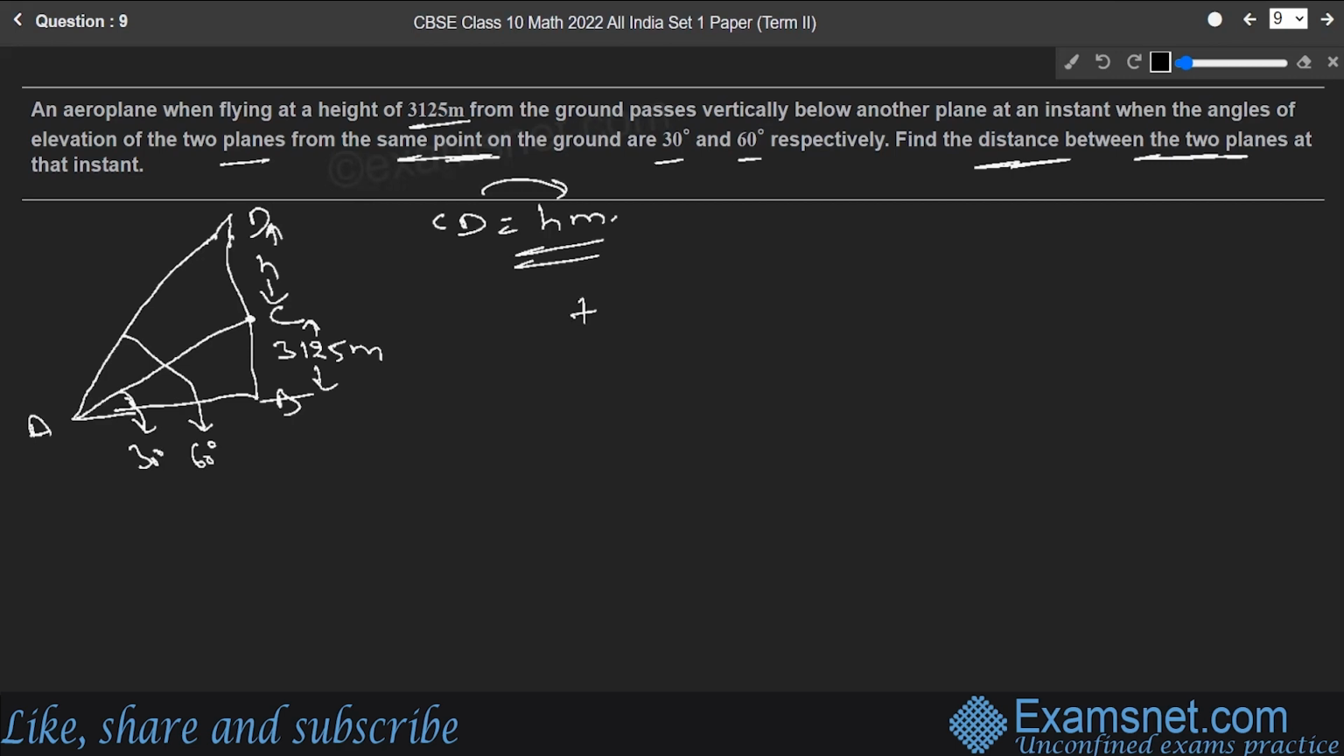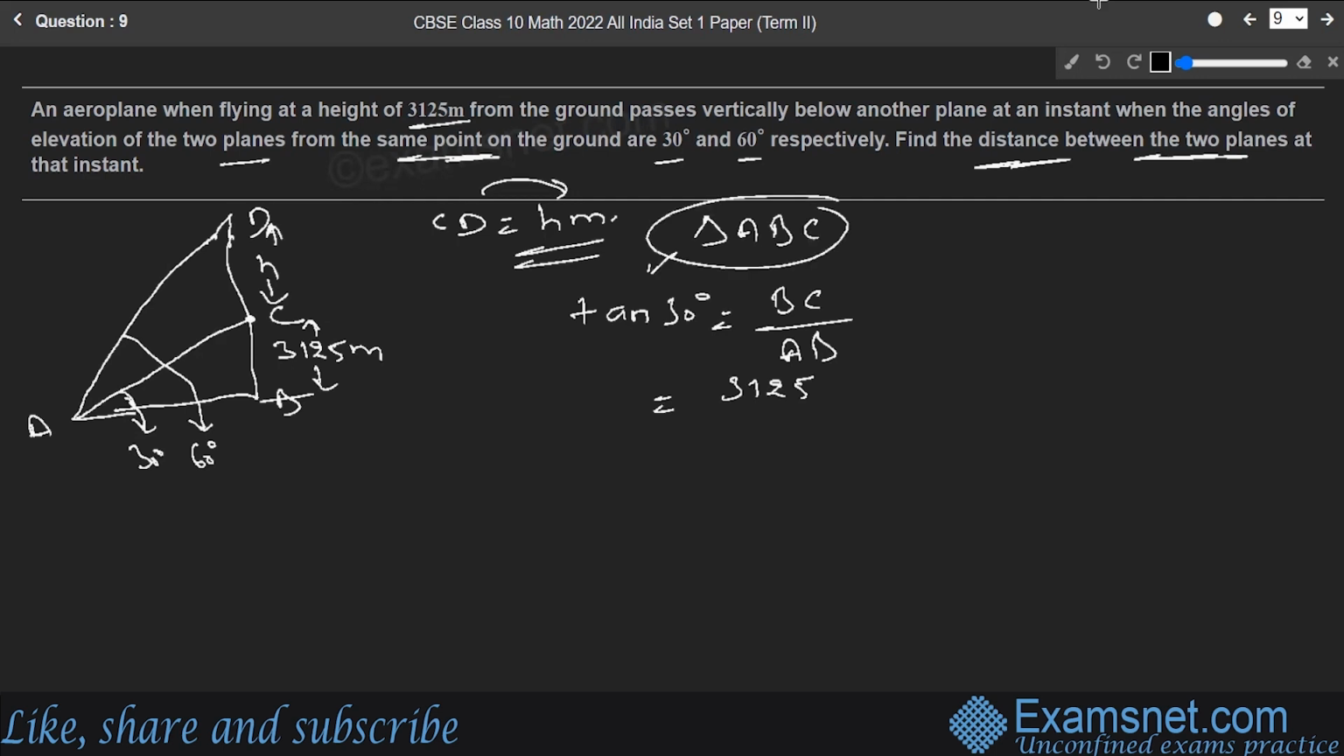Now let us use the tan value. Tan 30 degrees, tan theta is nothing but perpendicular upon base. So let us put the values. It is going to be BC over AB. What is the value of BC? BC is nothing but 3125. We are applying this tan 30 in triangle ABC. Tan 30's value is nothing but 1 over root 3, equal to 3125 over AB.